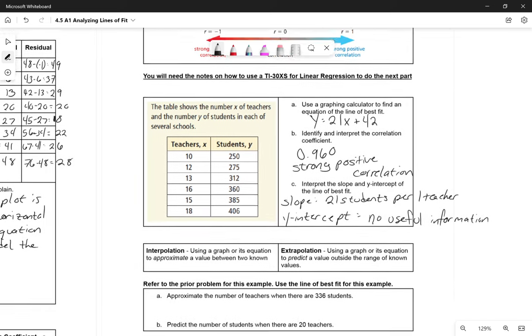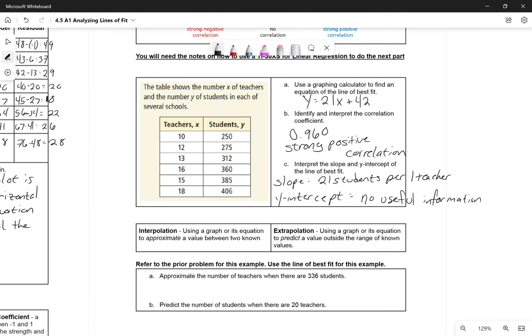So we're going to do some interpolation and some extrapolation from this information given. With interpolation, we are able to use a graph or its equation to approximate a value between two known values. And extrapolation is when we use a graph to predict values.